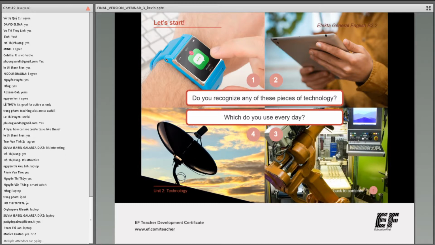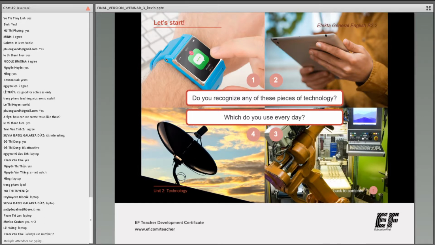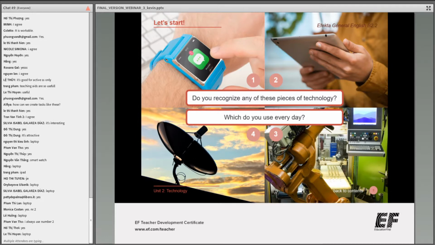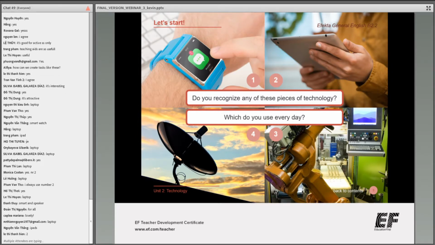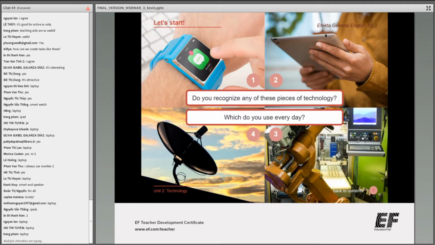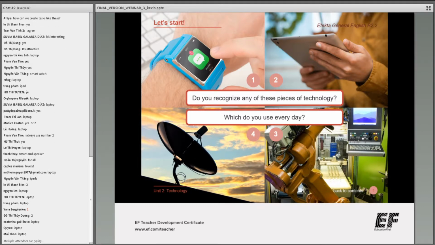Or there's a laptop, yes, as someone said in the chat. And the teacher starts off the conversation, in this case, with these two questions. So do you recognize any of these pieces of technology? And which do you use every day?